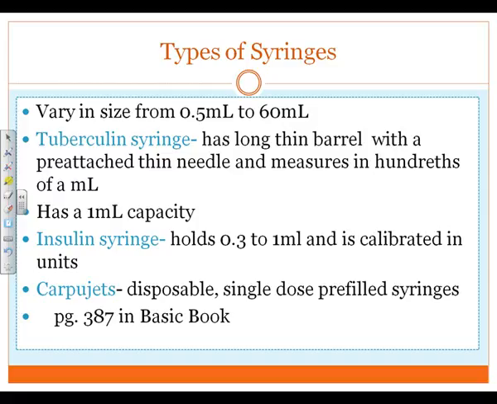Your insulin syringe can hold anywhere from 0.1 to 1 milliliter, but it's calibrated in units, and that's how you actually draw the medication up. If they order 15 units, then you draw up 15 units. If they order 50 units, you draw up 50 units.